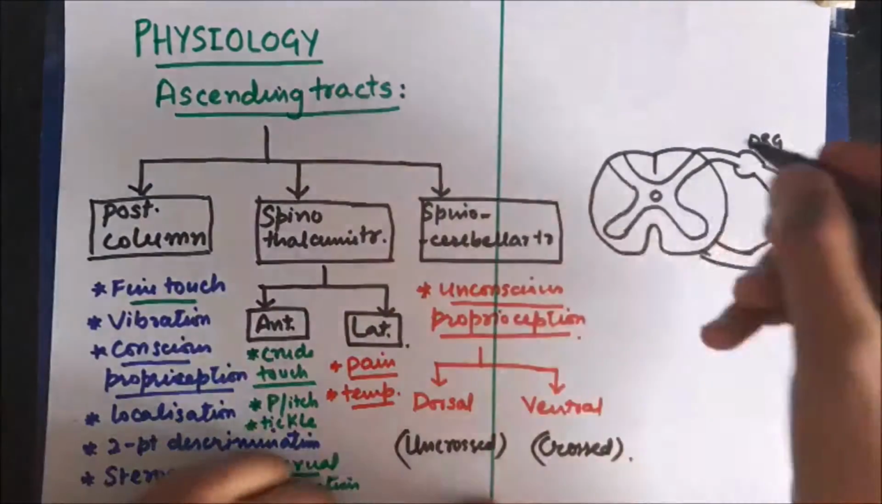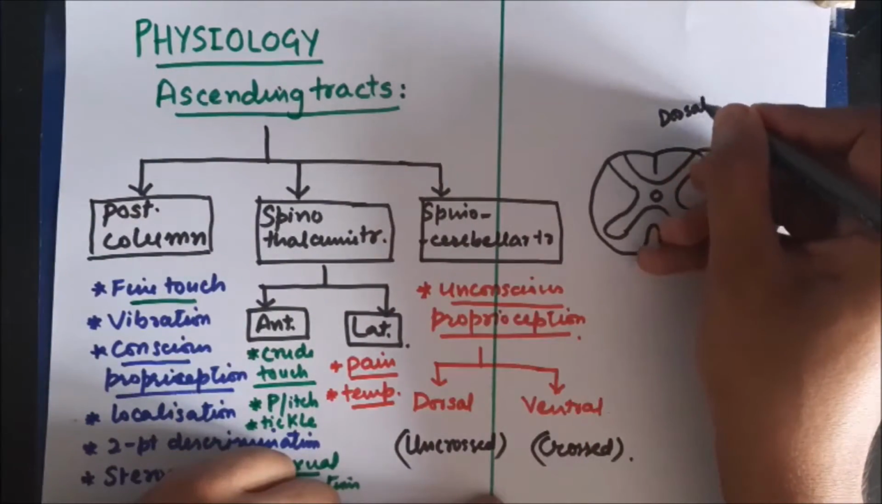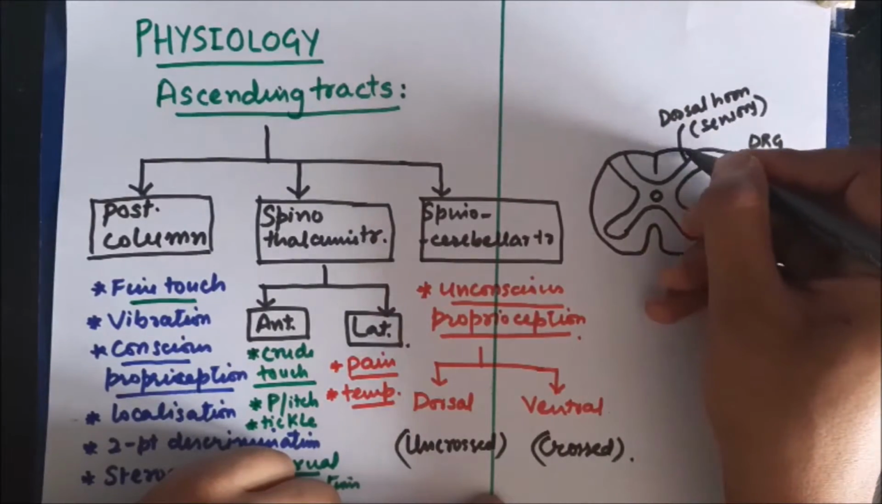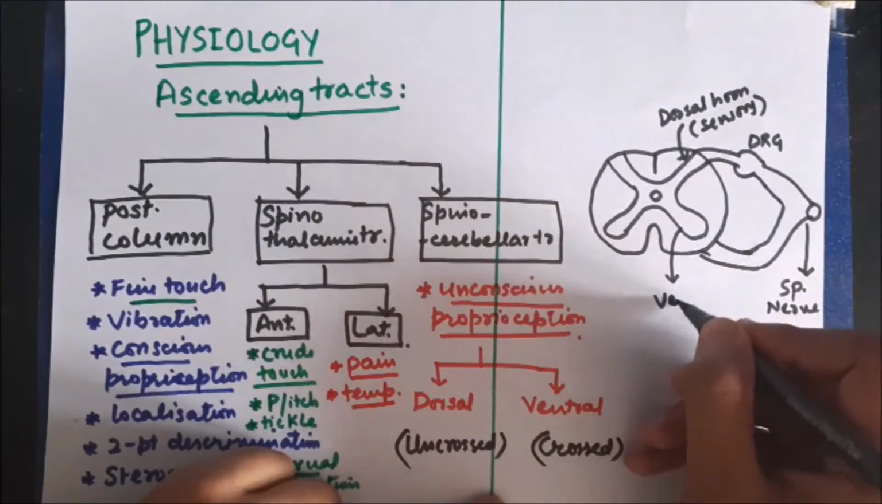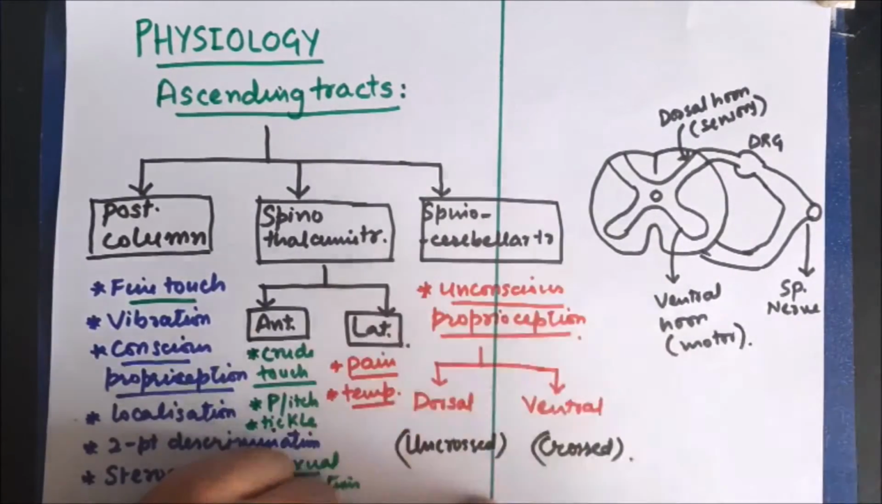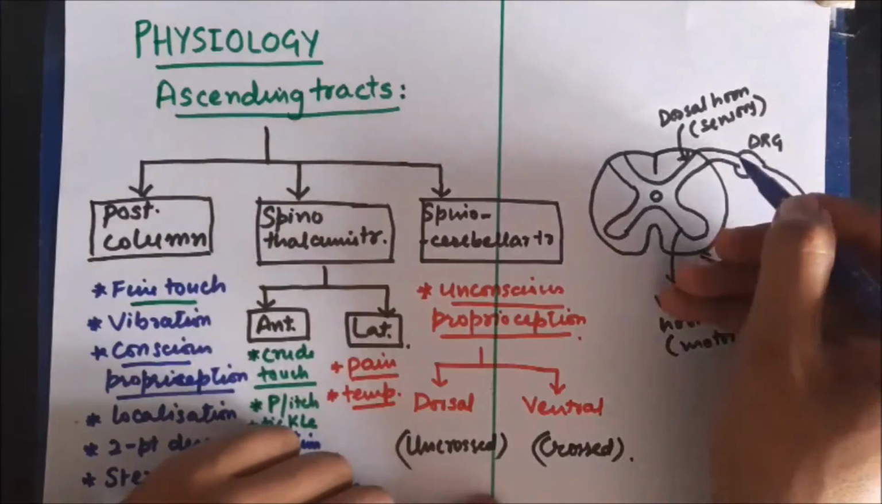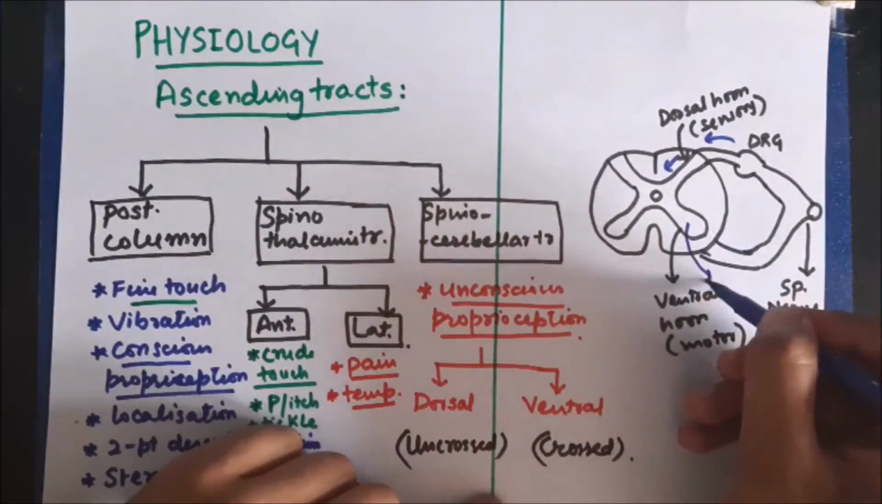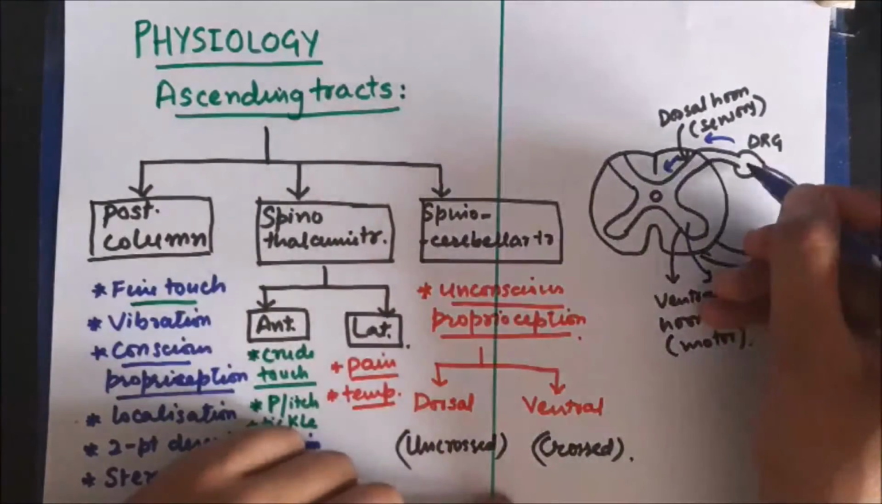These are the dorsal and the ventral horns of the spinal cord. The dorsal horn of the spinal cord is sensory in nature, and the ventral horn of the spinal cord is motor in nature. So all the sensations, whether of fine touch, vibration, temperature, etc., go to the dorsal horn of the spinal cord, and from there they ascend upward to the higher centers.